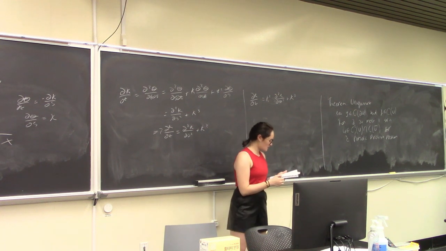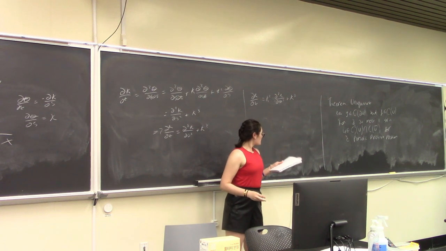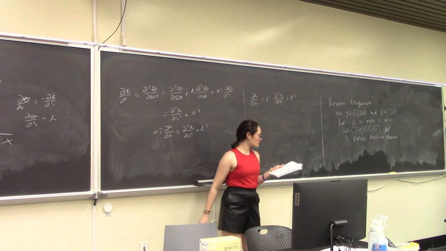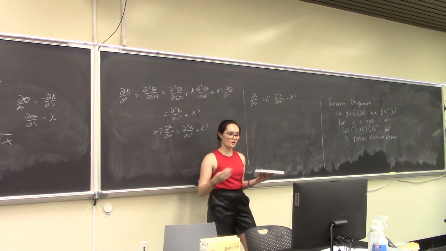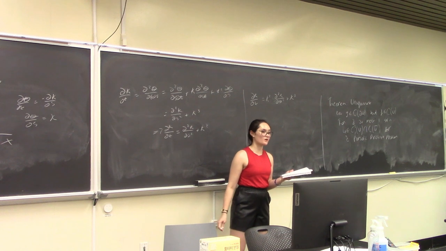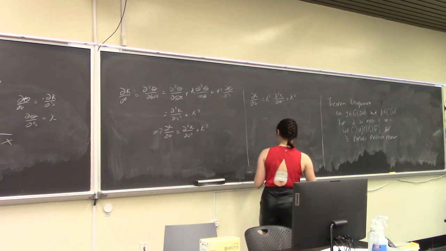So then, in 1983, Michael Gage introduced something that we now call Gage's isoperimetric inequality for convex curves, and it looks like the following.